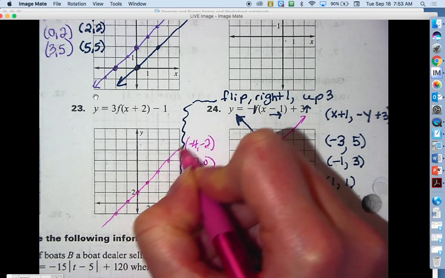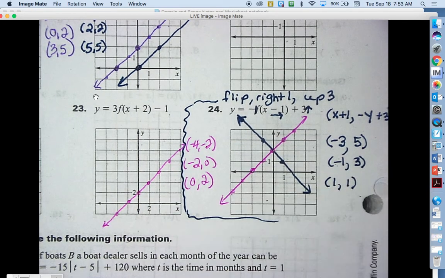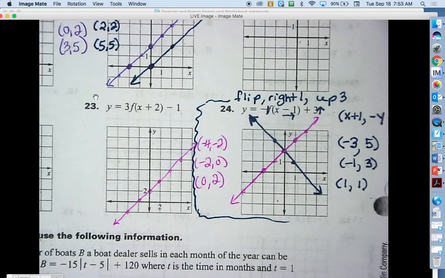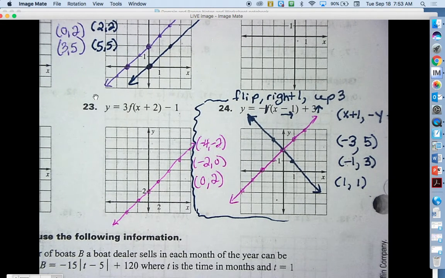Make sure you notice that it is counting by 2s when you go to grab those points. So you're going up 2 and then rise over run, up 1 over 1, up 1 over 1.